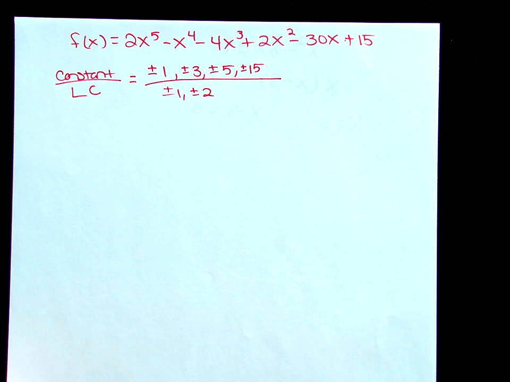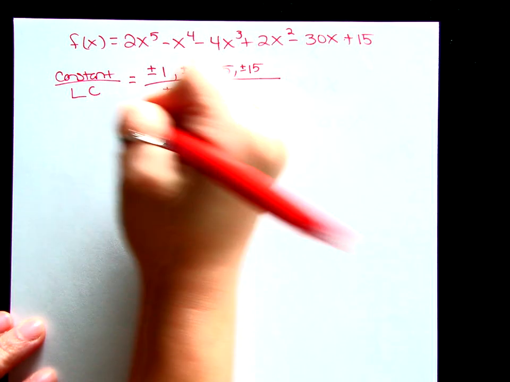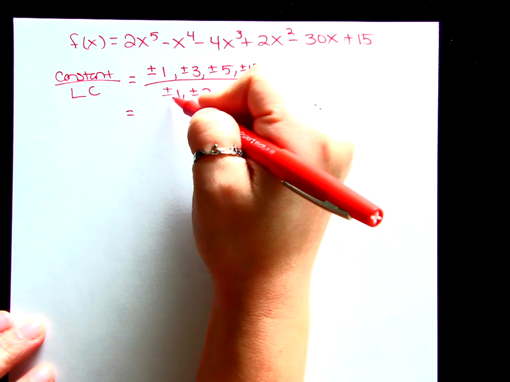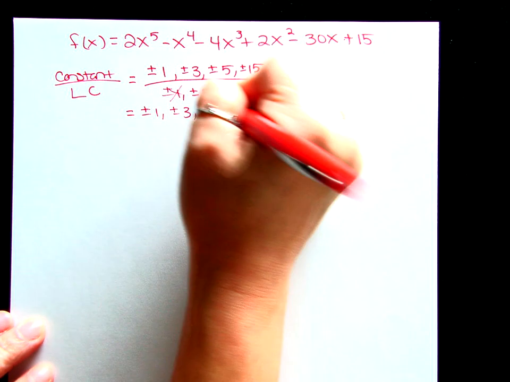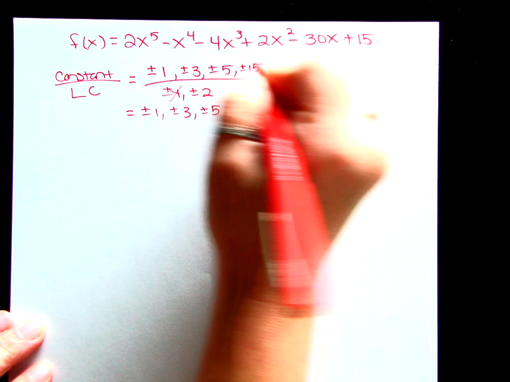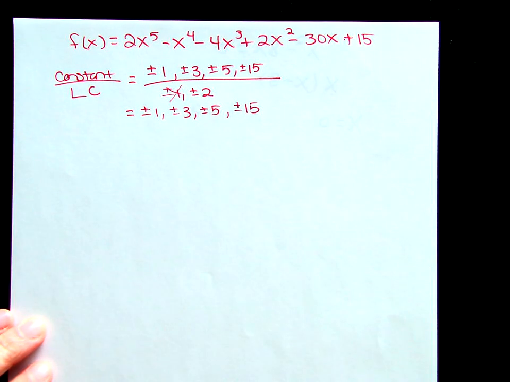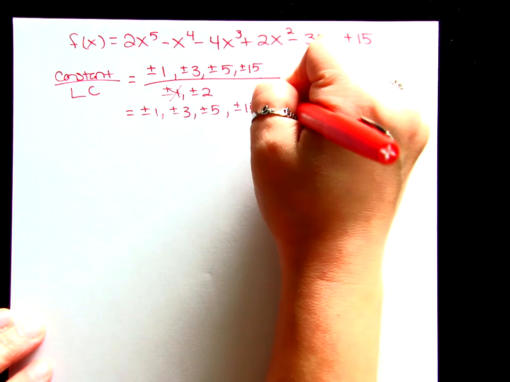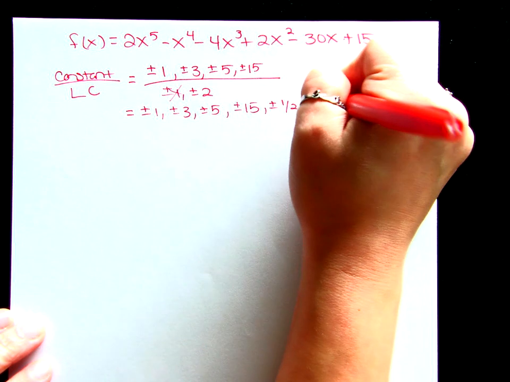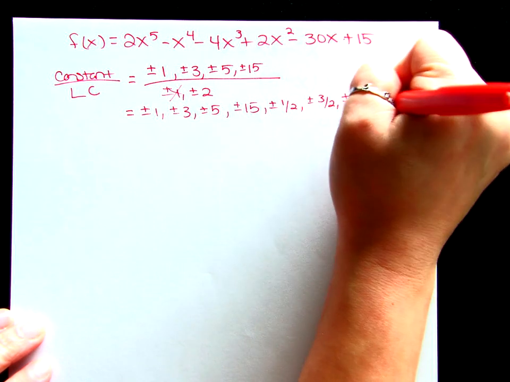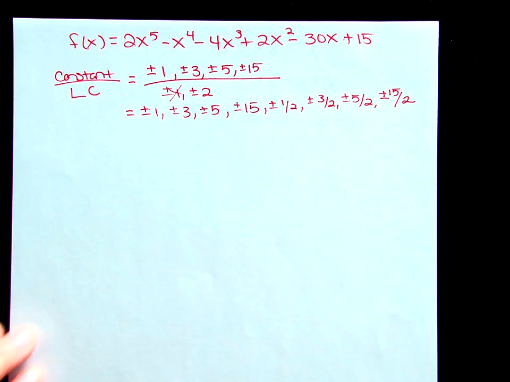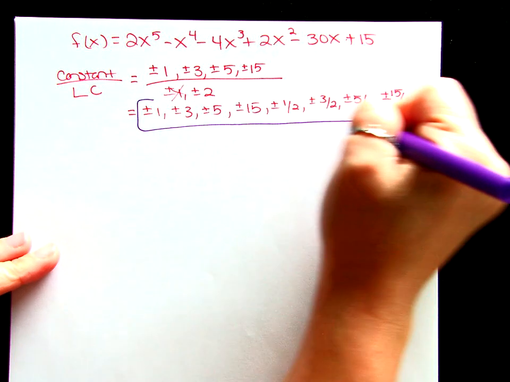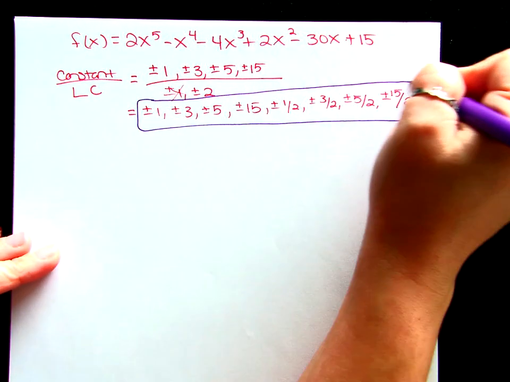So all of our possible zeros, notice we have 1, so that'll be plus or minus everything that's on top, because dividing by 1 doesn't change anything. And then we stick everything that's on top over 2. So we have plus or minus 1/2, 3/2, 5/2, and 15 halves. This long list of numbers is all of the possible rational zeros for this polynomial function.